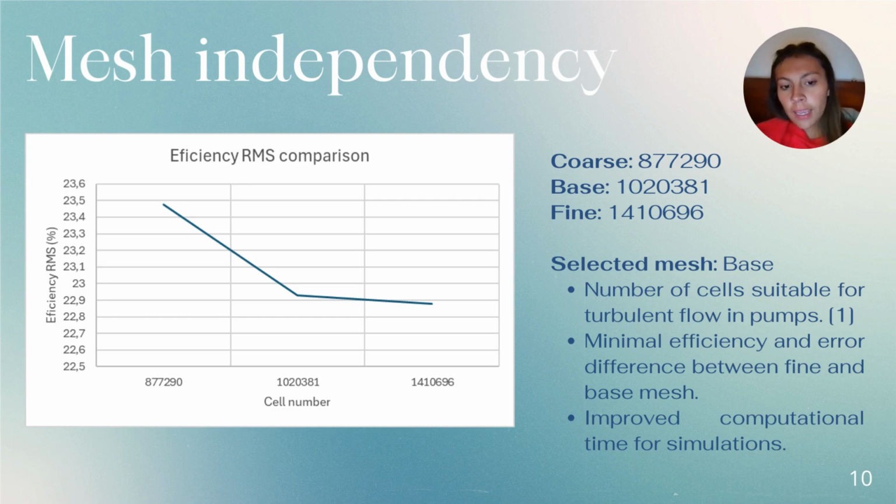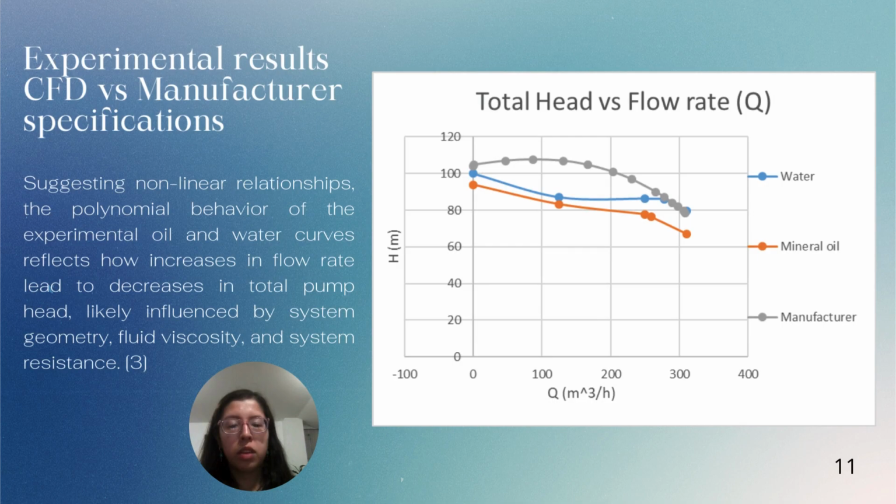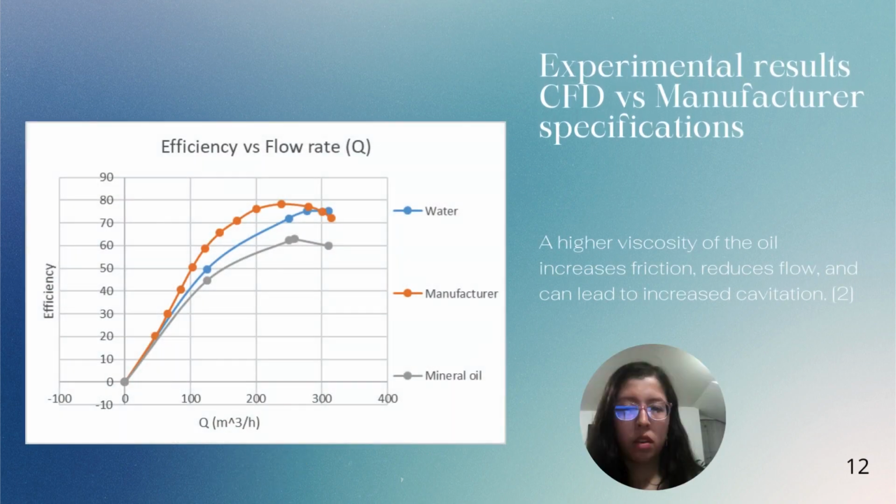And finally, this mesh improved the computational time for simulations. The polynomial behavior of the experimental curves for mineral oil and water indicates that an increase in flow rate results in a nonlinear decrease in the total head of the pump. This could be attributed to the system geometry, the viscosity of the fluid, and the system's resistance. For efficiency, it is observed that both water and oil exhibit similar behaviors.